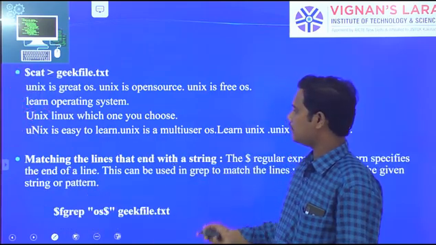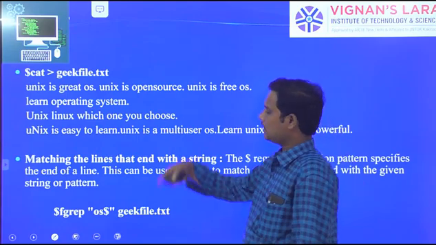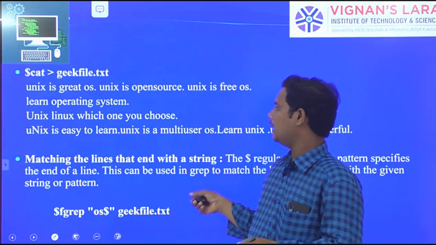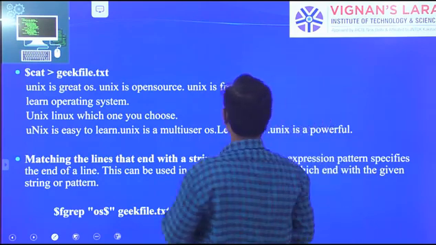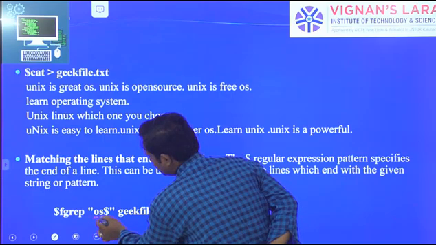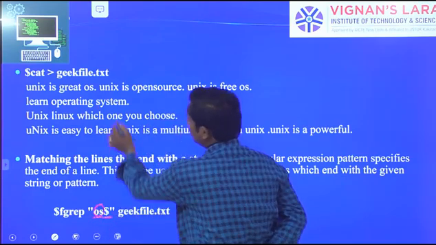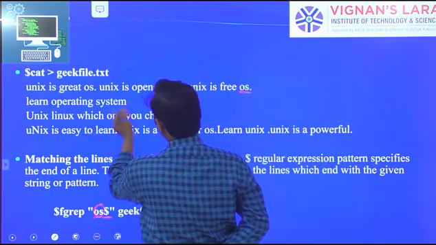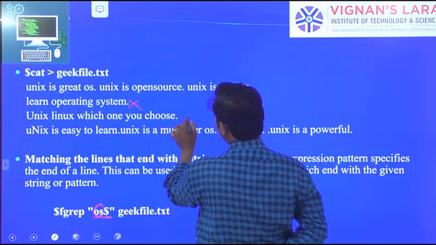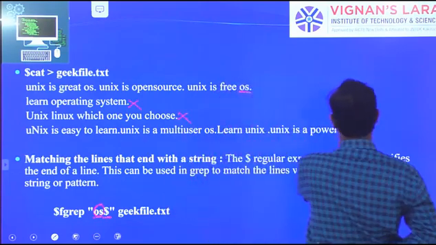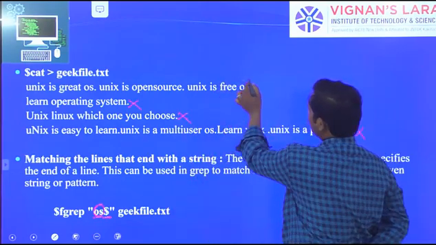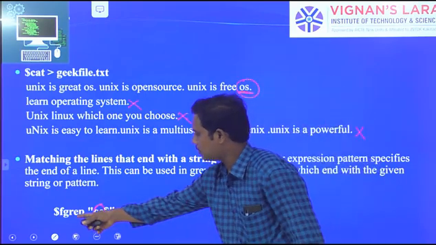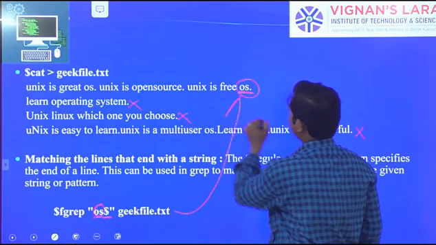Next, the second example. Previously we searched for the start of the line; now the end of the line. In the ending of the line, OS is there. In this file, OS is at the end of the first line. In the other lines, OS is not at the end. So only in the first line is OS at the ending, and that is the output we will display.